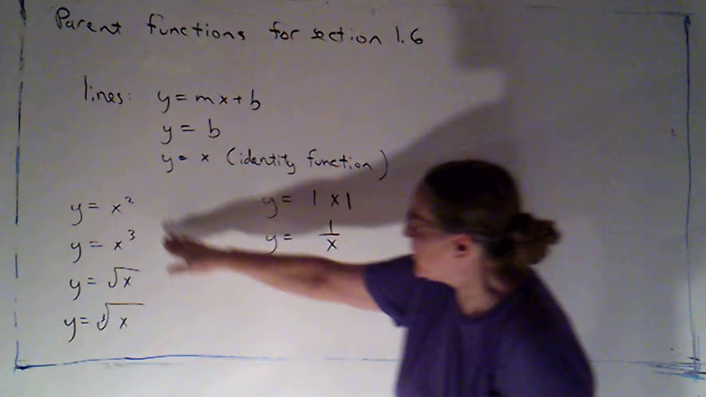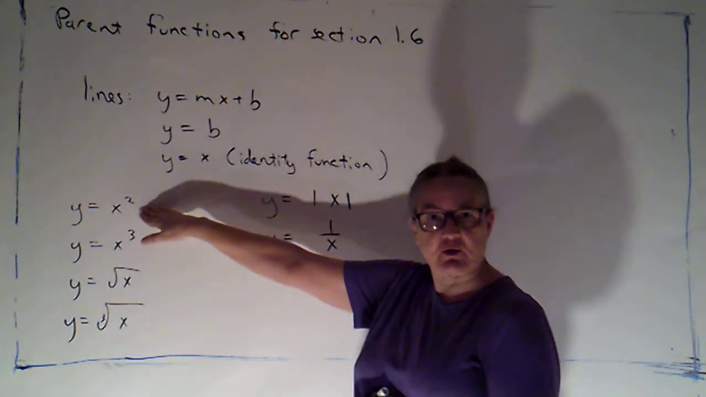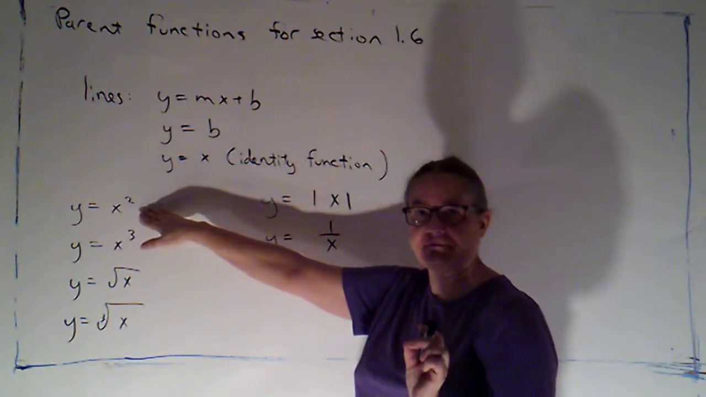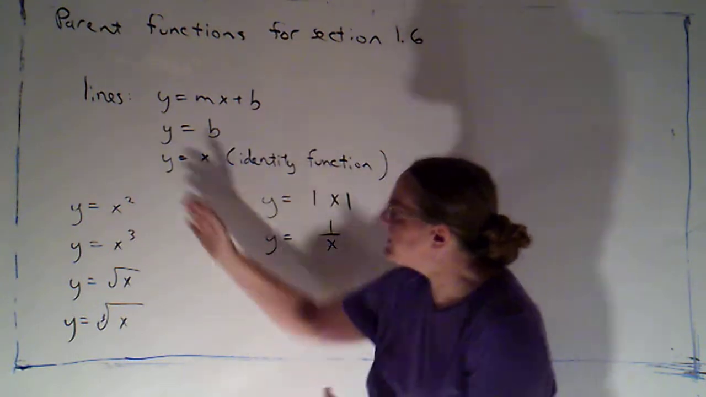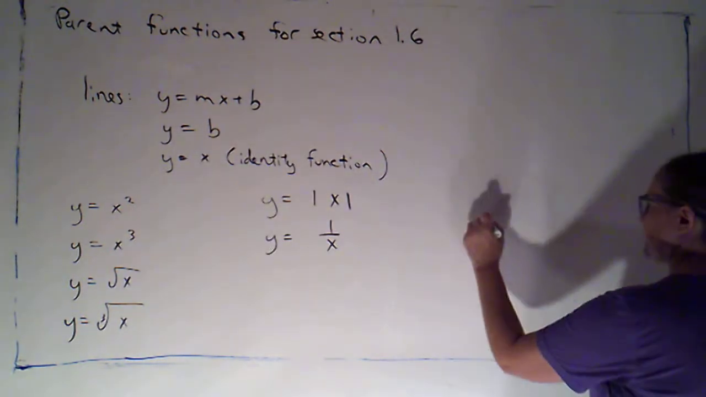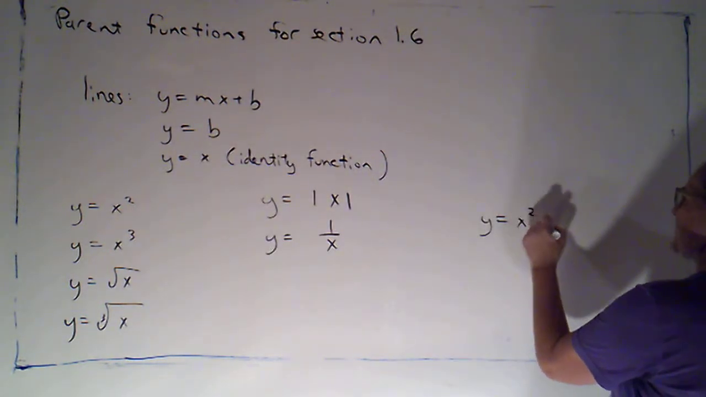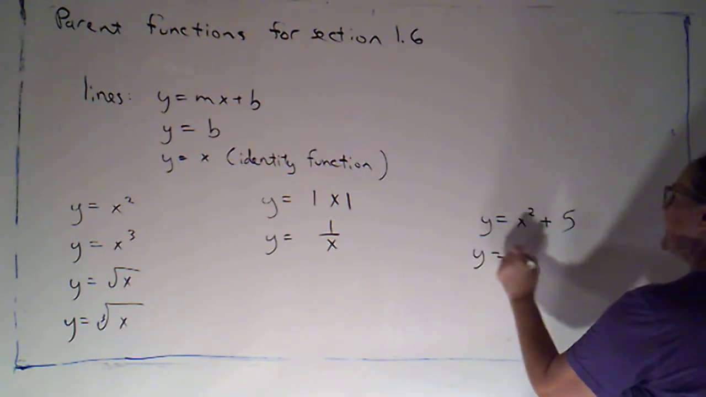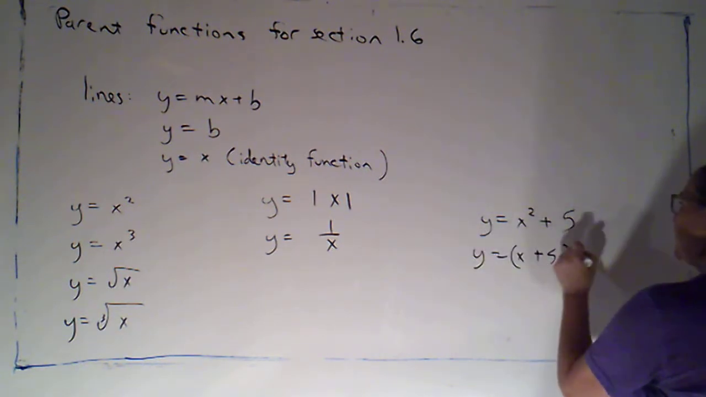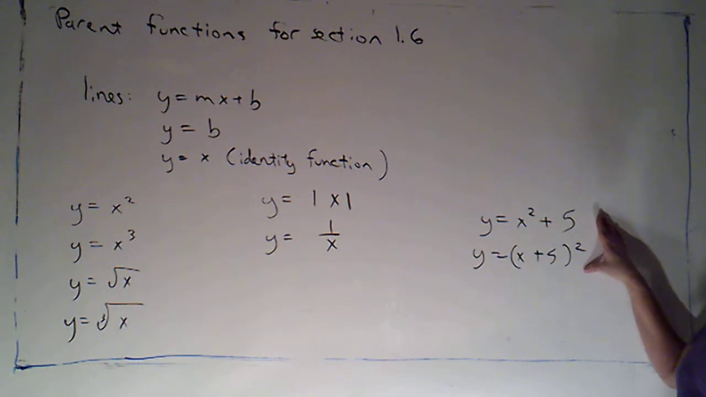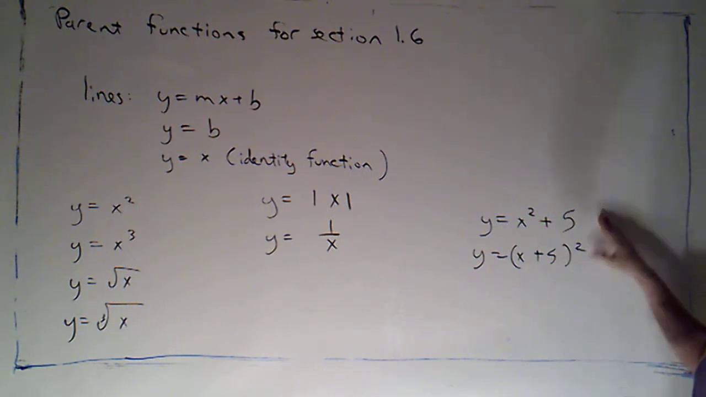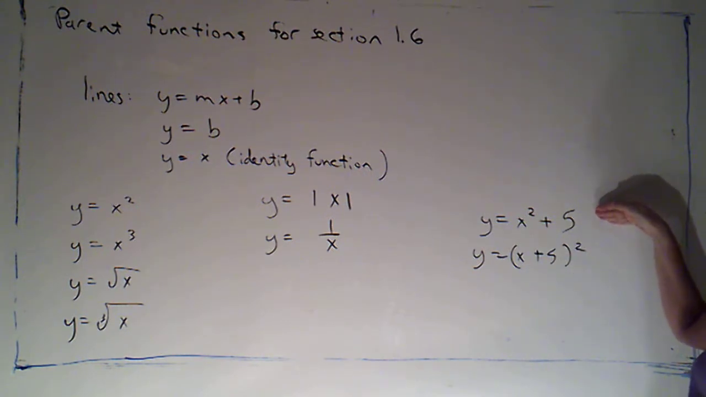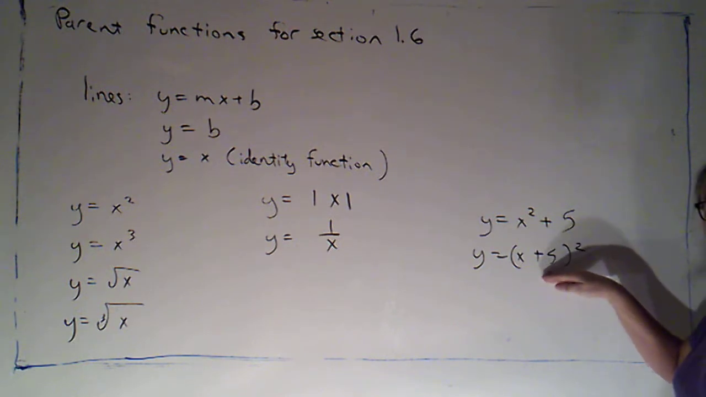So for example, y equals x squared, that's the squaring function. That's going to be one of our parent functions. We're going to see what happens if we modify the formula a little bit. So if we get things like y equals x squared plus 5, or y equals (x plus 5) squared. Both of these involve adding 5 to the formula. Here we add it after we square the x. Here we add it before we square the x.